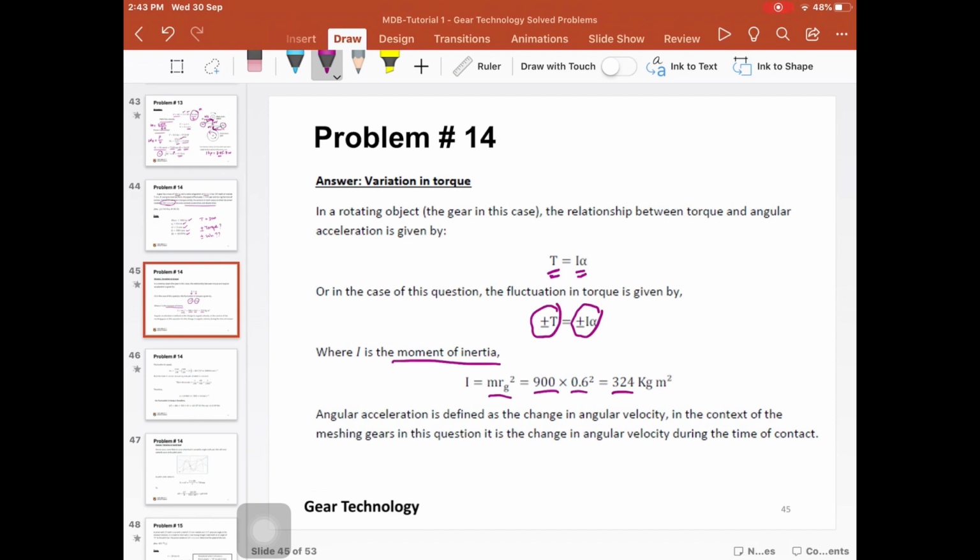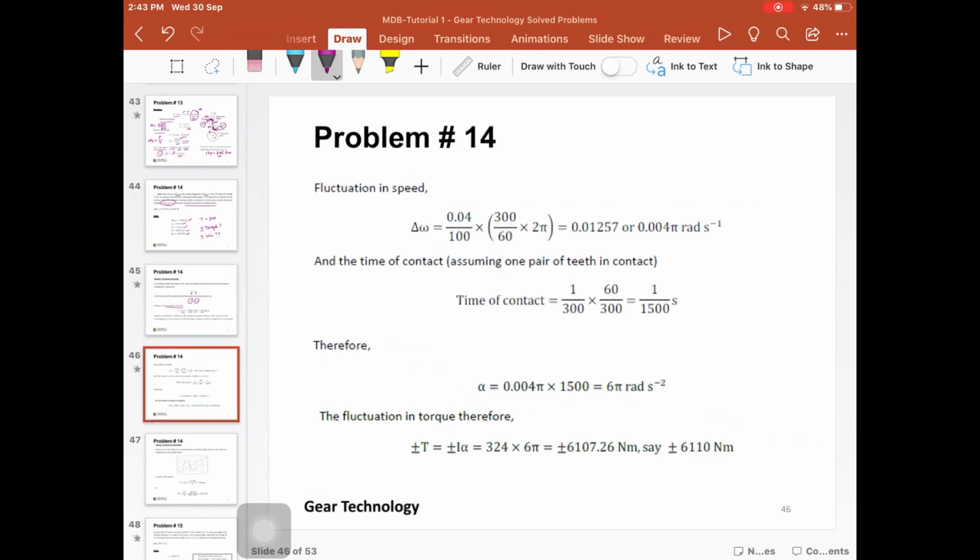Okay, so now in order to calculate the variations or the fluctuations in the torque, we need to calculate the fluctuations in the angular acceleration alpha, plus or minus alpha. Okay, so the plus or minus alpha is equal to fluctuations in the omega divided by the time, which is the time of contact. Okay, so first, what is the fluctuations in the speed or the angular velocity?